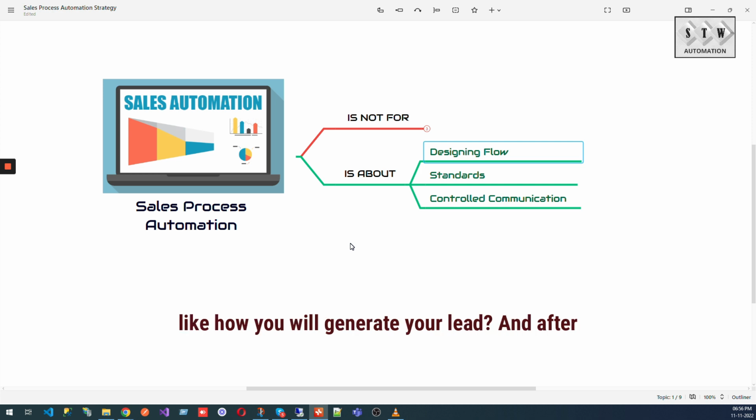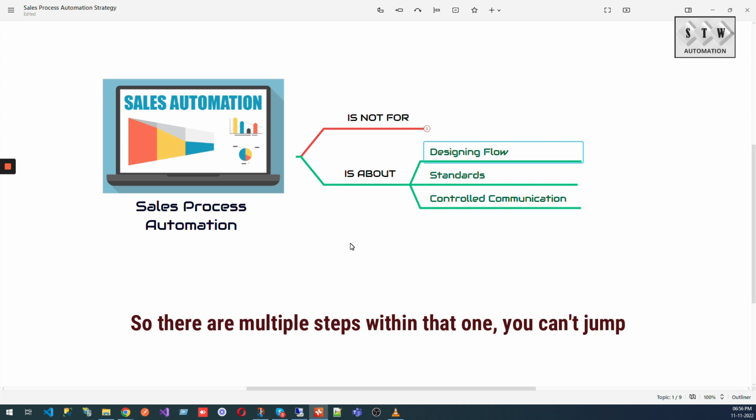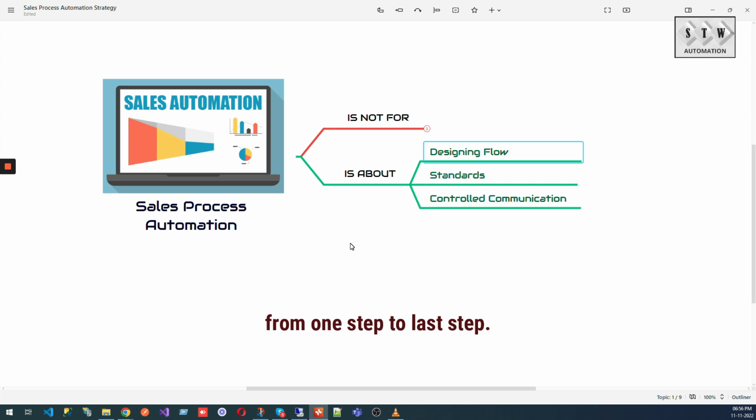Like how you will generate your lead, and after that you will find your prospect, and after that you will identify their needs, and after that you will set meetings, you will give demo, you will educate your customer, and after that you will sell your product and services. So there are multiple steps within that, and you can't jump your customer from one step to the last step, because that's the process where you will identify their need.